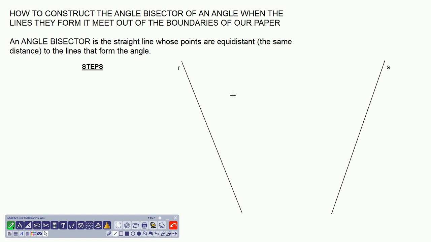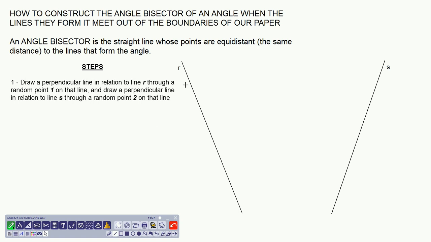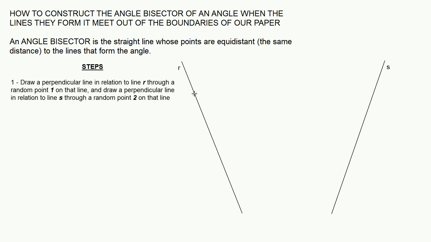In order to draw any line, we need 2 points, so we need to find 2 points that are at the same distance from lines R and S. Let's begin with the first point. We'll draw a parallel line whose distance is the same to straight R and to straight S.